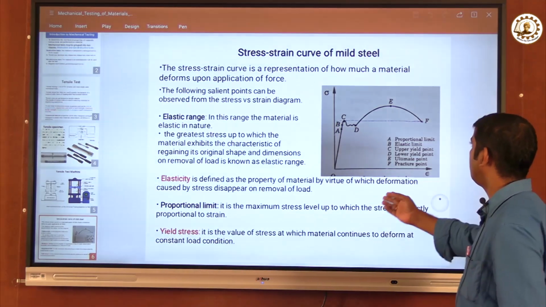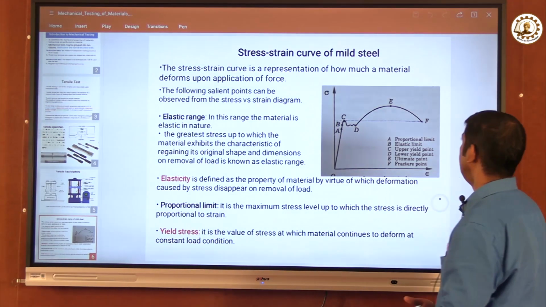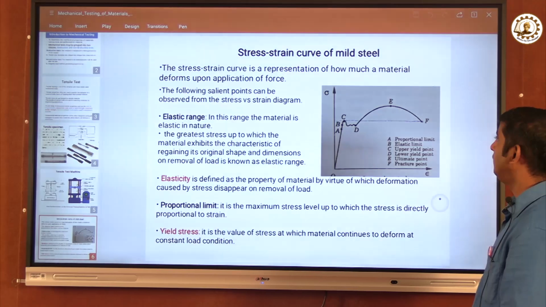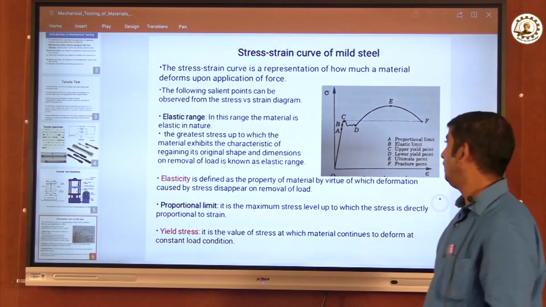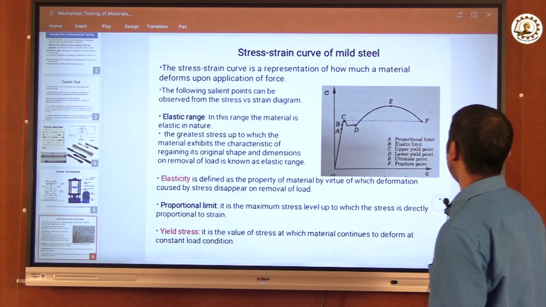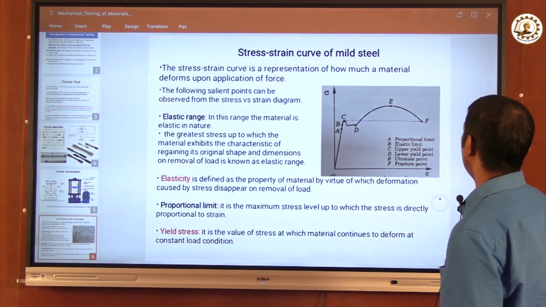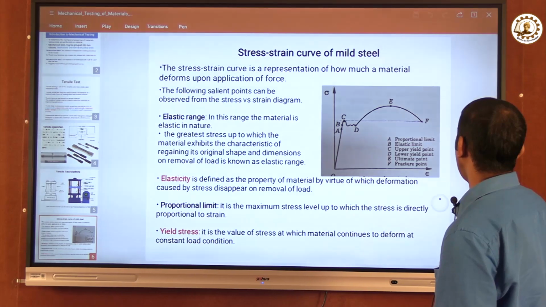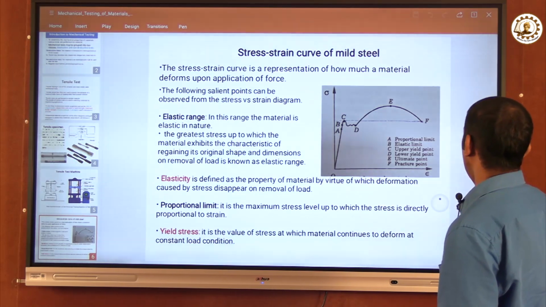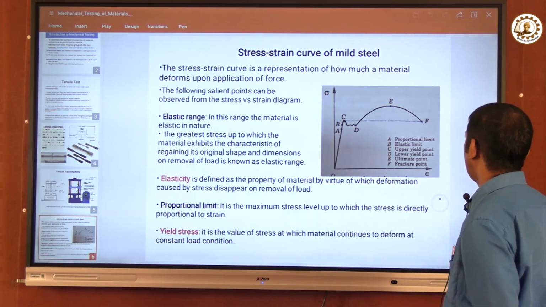Just see in this diagram, there are points indicated as A, B, C, D, E and F. A is the proportional limit, B is the elastic limit, C is the upper yield point, D is the lower yield point, E is the ultimate point and F is the fracture point.